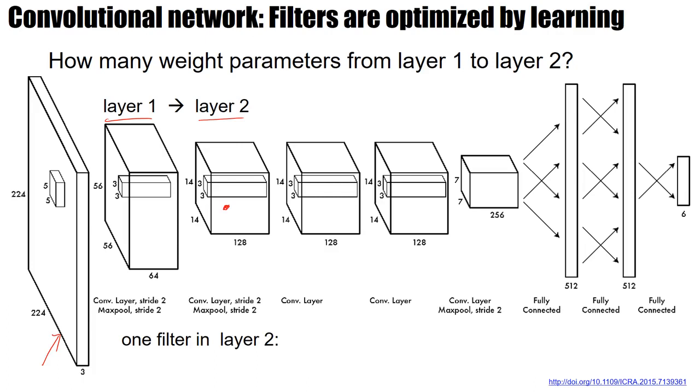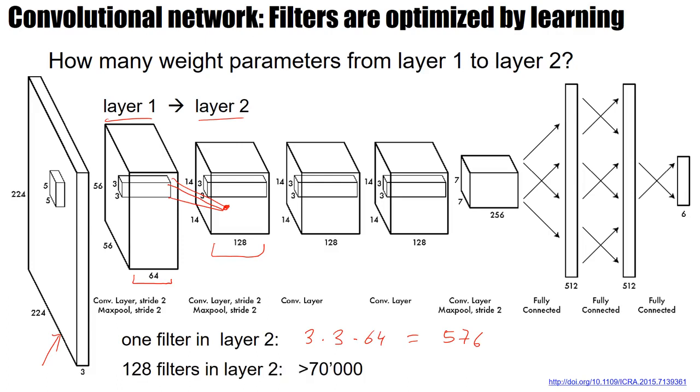So this is a filter, and this filter would use this cone that's indicated here, which is 3 times 3 times 64. So 9 times 60 makes 540, 9 times 4 makes 36, that makes 576 parameters for one filter. But then we have 128 of these filters in that second layer, so that gives more than 70,000 parameters.